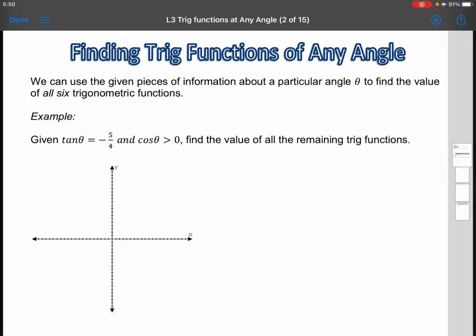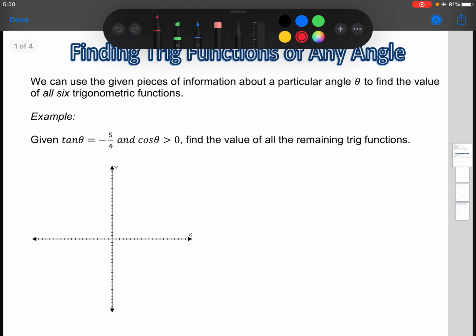So let's get started with the lesson. Finding trig functions of any angle. We can use the given pieces of information about a particular angle theta to find the value of all 6 trigonometric functions. Again, we know SOHCAHTOA. That's one thing we must know.